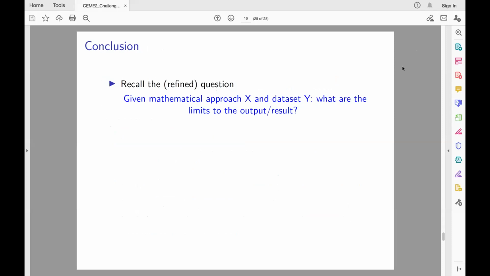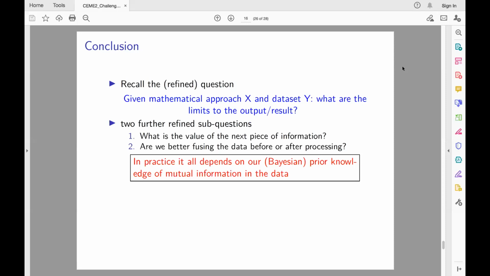Yeah, perfect. Just a couple of minutes from me, 2 slides. So recall our question was, given a mathematical approach X and a data set Y, what are the fundamental limits? I think we've come up with 2 further refined sub-questions, which are: what is the value of the next piece of information? And are we better fusing the data before or after processing it? At what level should we fuse? And it seems in practice, it all depends on our prior knowledge of the mutual information in the data. And in fact, I think our 2 toy approaches are converging, one using information theory, the other probability theory and machine learning. It is about these Bayesian priors of the mutual information.